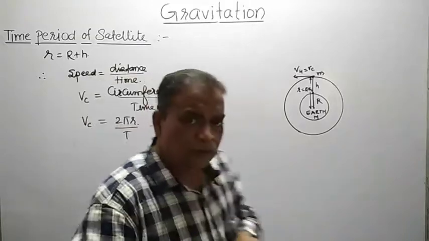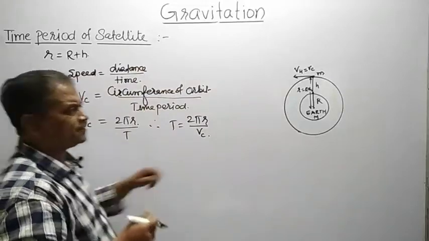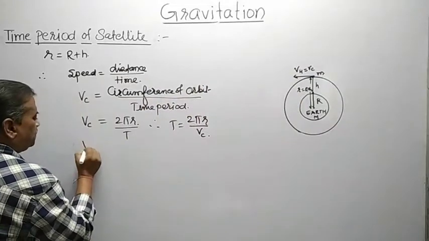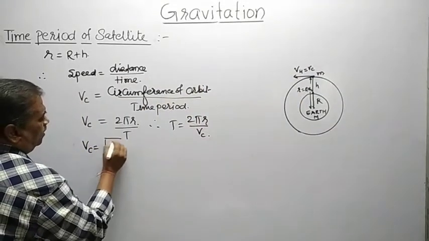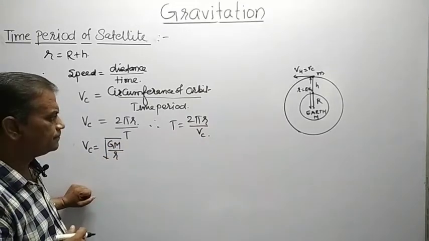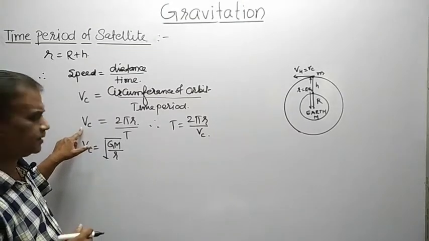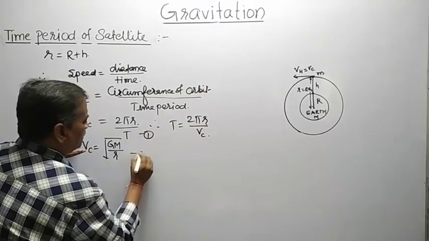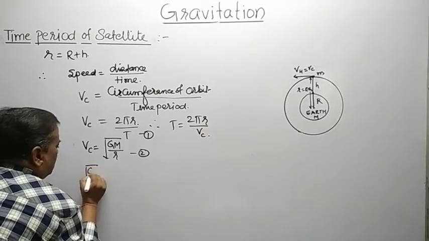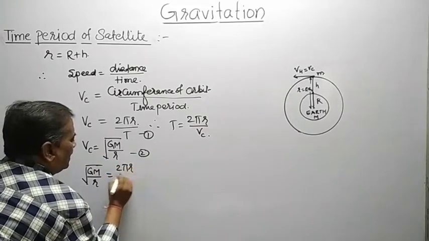But we know the formula for critical speed. What is the formula for the critical speed of a satellite which is revolving in a circular orbit of radius r? Critical speed Vc equals under root of GM divided by the radius of the circular orbit. So put this value of Vc in this equation. This is equation number 1. This is equation number 2. So let us put the value of Vc. So we will get under root of GM divided by small r is equal to 2 pi r divided by T.